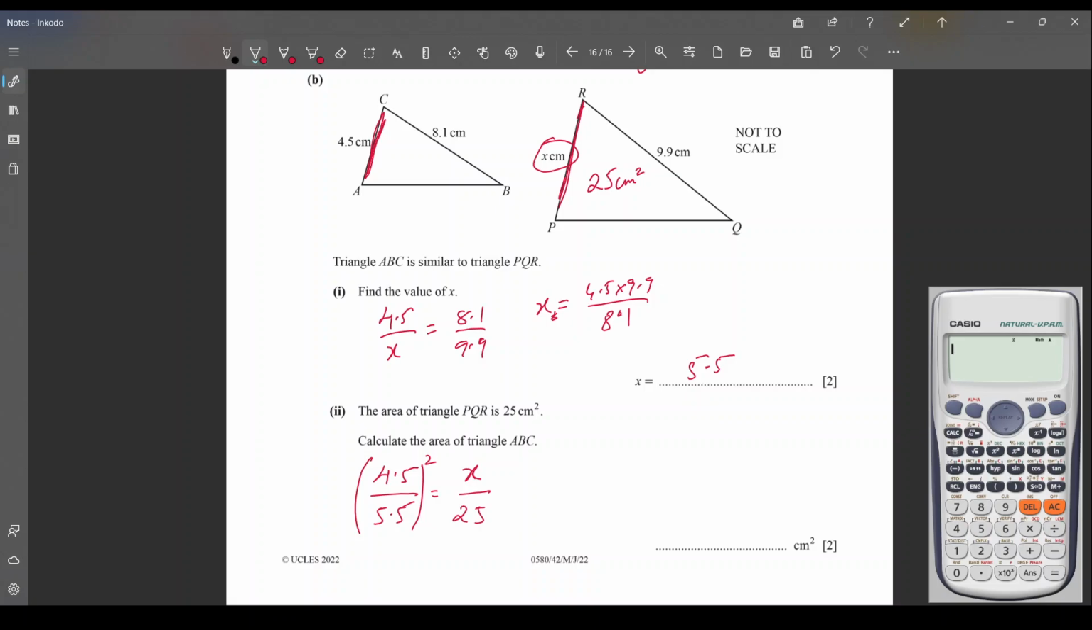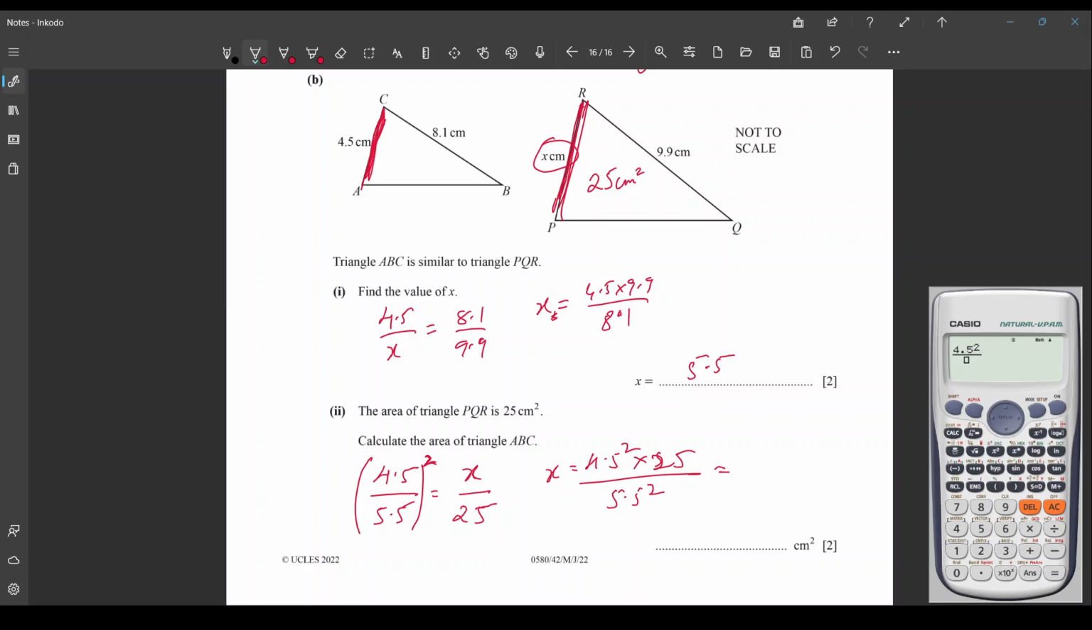So x will be equal to, we are just doing the linear, so this is linear and this is linear, right? So by this we will be doing the square. If it is cube, if we are asked to find the volume, we'll be cubing this. Instead of that we will be squaring because we are asked to find the area. So x will be equal to 4.5 square times 25 divided by 5.5 square, right? So we can use a calculator in this case.